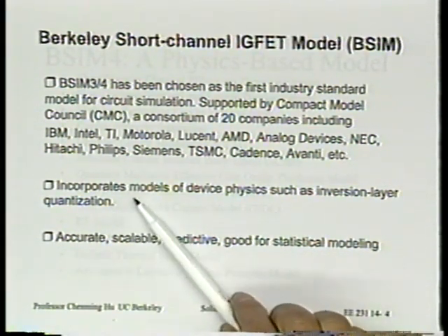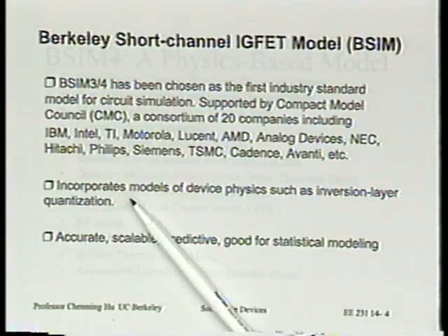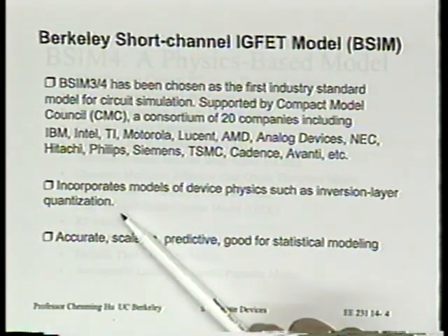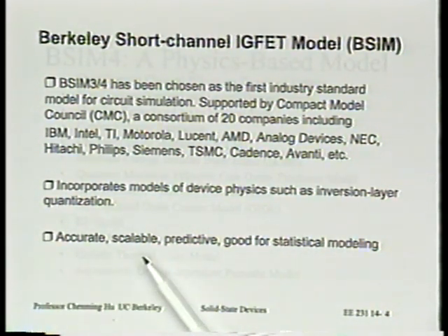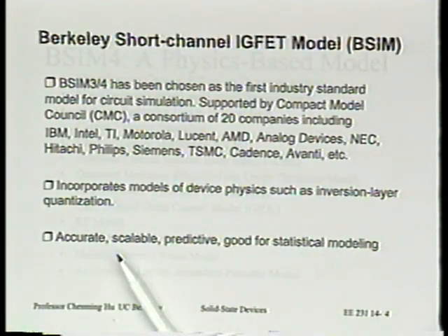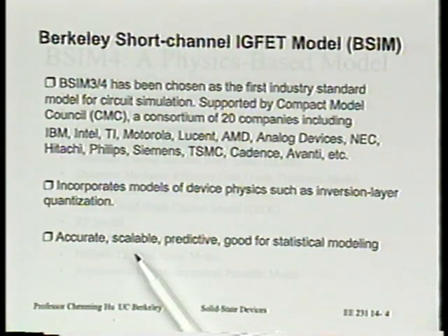They have selected BSIM as the standard model. And what makes BSIM special is that it incorporates a lot of models of device physics, such as inversion layer quantization, and a lot of things that you have heard already in this course. So today, as we review this model, hopefully you'll find a lot of familiar things that went into it. The reason that good physics makes the model good is, of course, that physics makes the model accurate. It also makes it scalable. Now, what does that mean? Well, let me take one thing at a time.